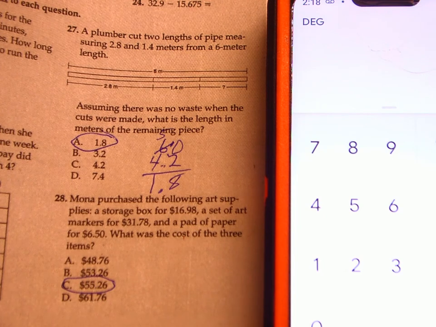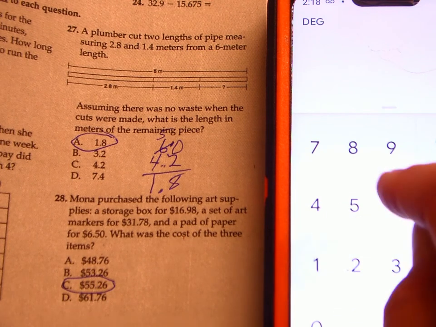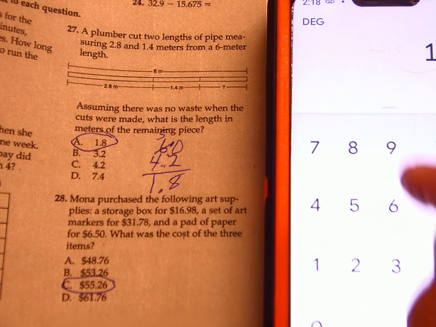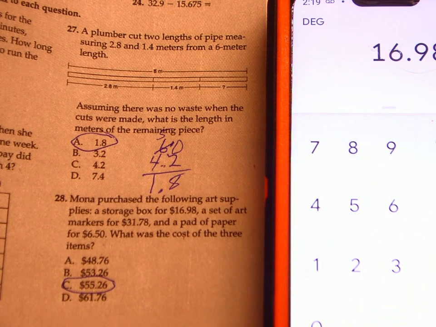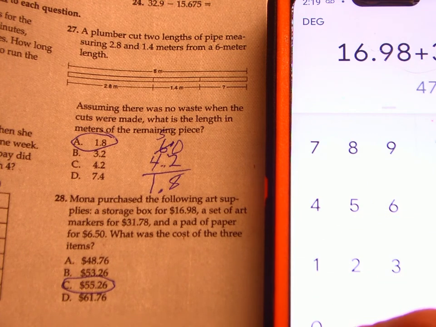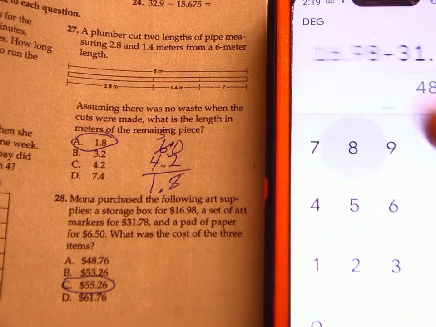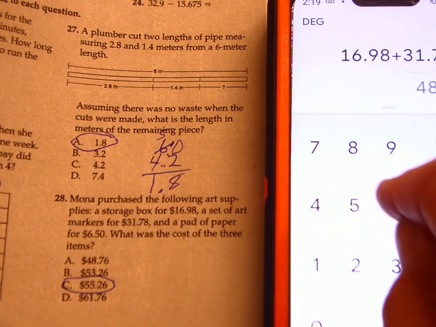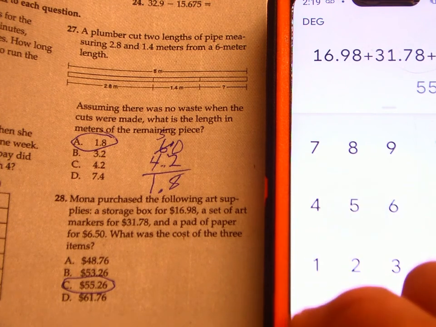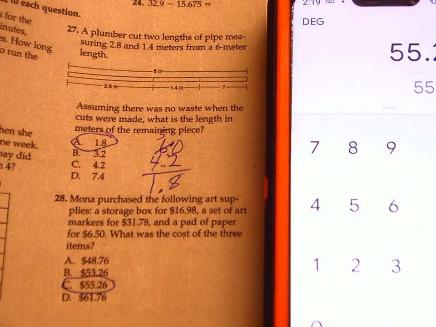Okay, that was estimating. But I could put the numbers in just as easy. $16.98 plus $31.78 plus $6.50 equals $55.26. Did you get that? Oh, good.